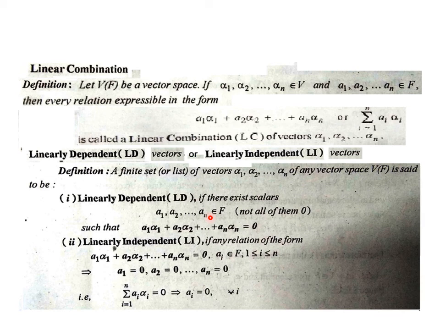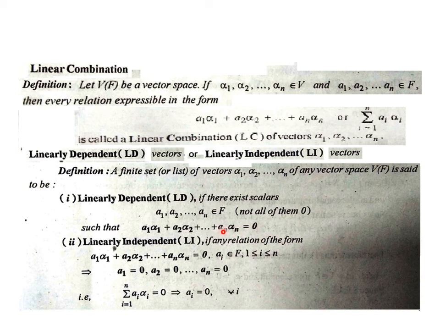So in that case, if at least one or more scalars are non-zero and that linear combination becomes 0, then we say that alpha 1, alpha 2 up to alpha n are linearly dependent vectors. That is, a set of linearly dependent vectors is constituted there.